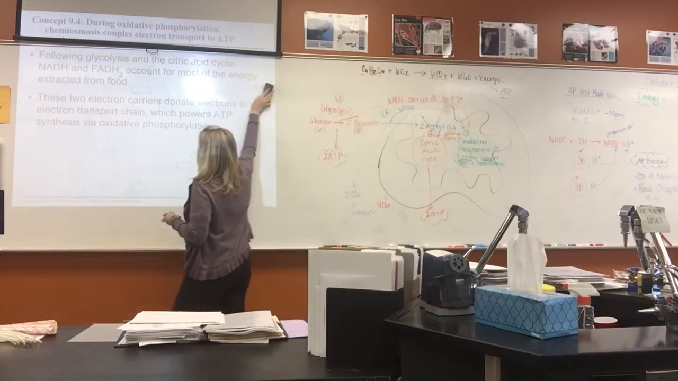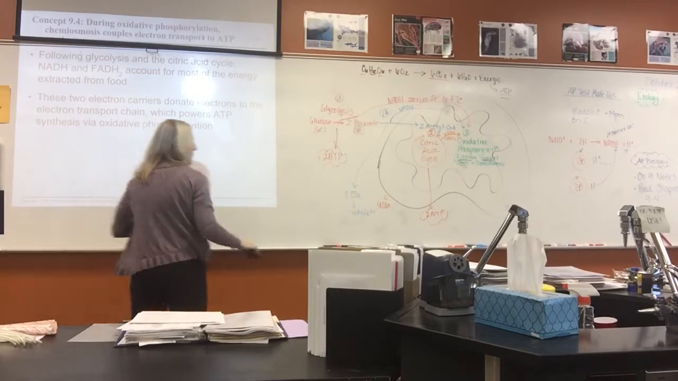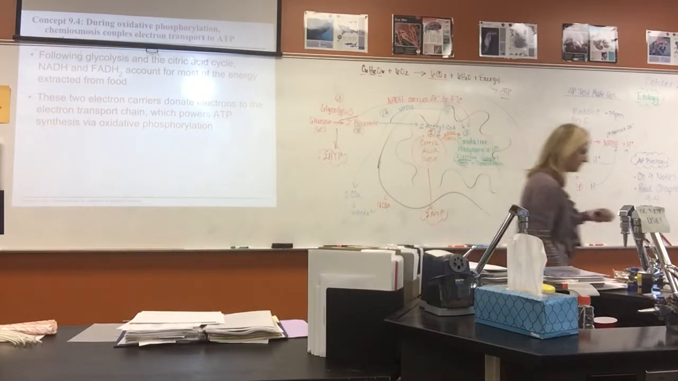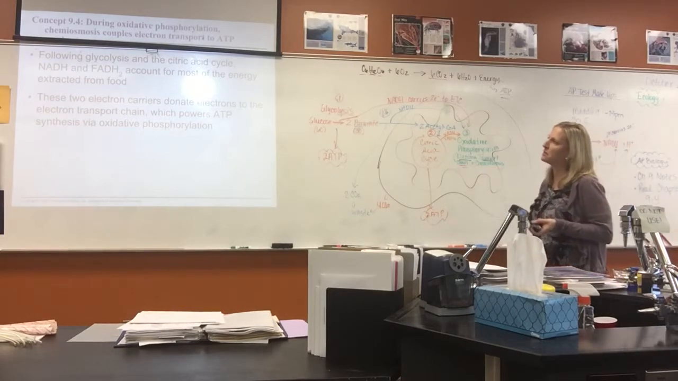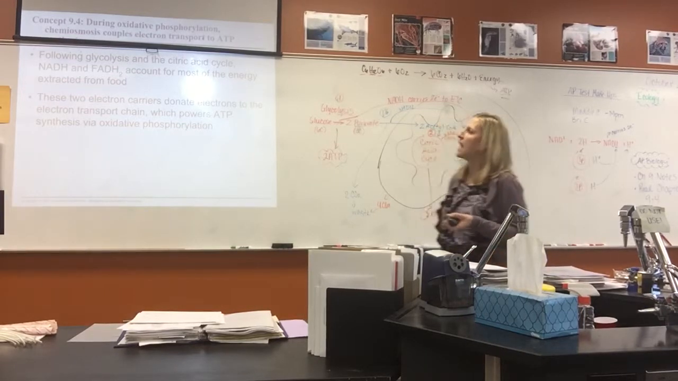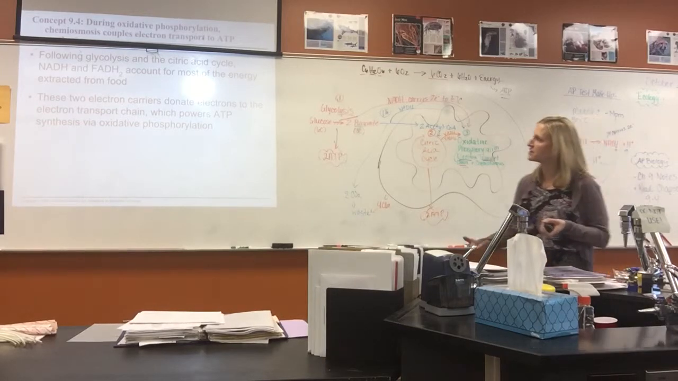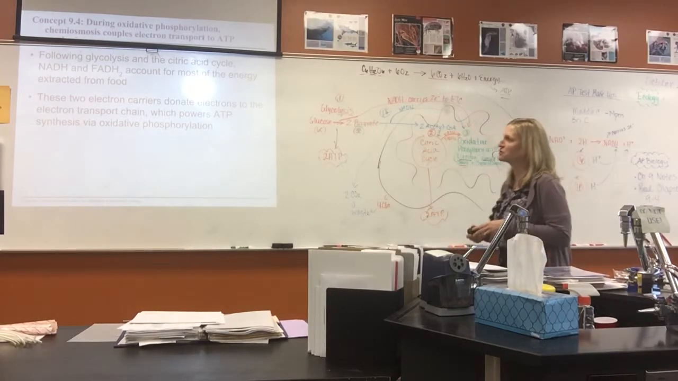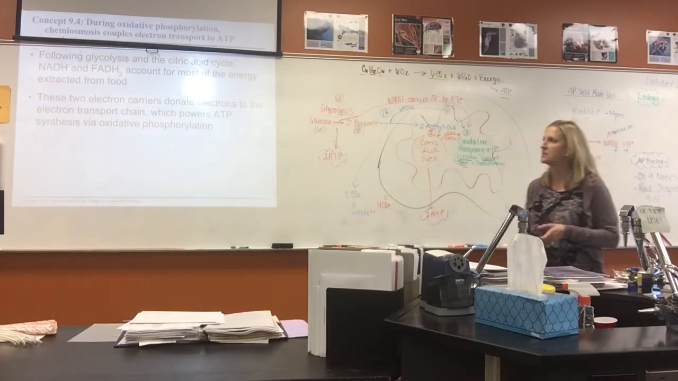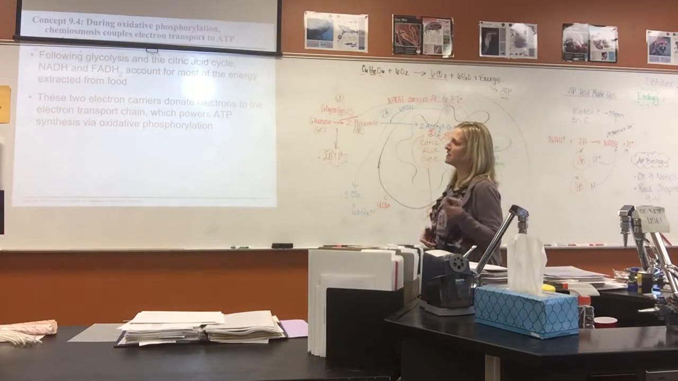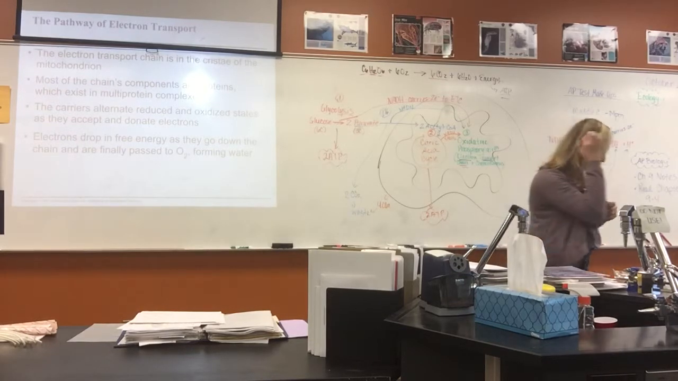So let's look at this last step, oxidative phosphorylation, because so far we haven't made enough ATP to keep our cells alive. So this next step needs to happen. Following glycolysis and the citric acid cycle, NADH and FADH2 account for most of the energy that's extracted from the food. I just talked about that. These 2 electron carriers donate electrons to the electron transport chain, which is going to power ATP synthesis via oxidative phosphorylation. We'll talk more about oxidative phosphorylation in just a second.